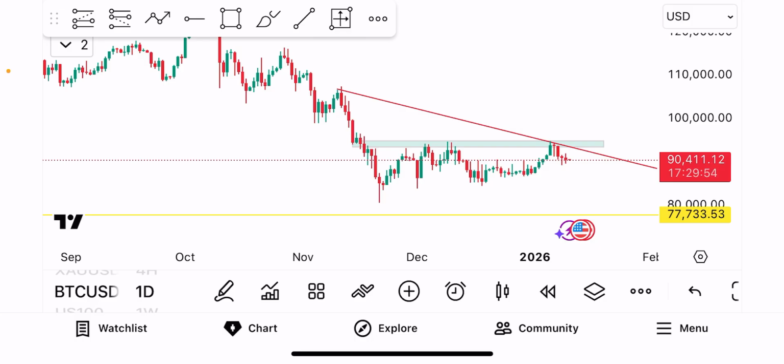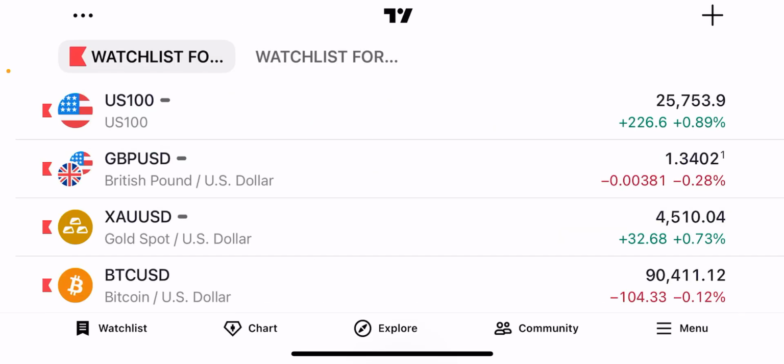So we have a trend which we are capitalizing on. So that's the market review, and these are the 4 pairs that we'll be trading this 2026.